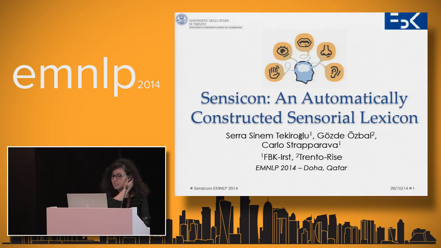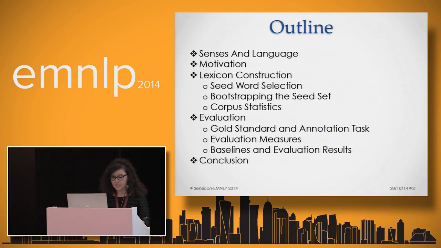I'm going to talk about Sensicon, an automatically constructed sensorial lexicon. Since exploiting sensorial elements in the language is a novel concept for the NLP area, I would like to talk first about senses in the language, the relation between senses and the language. And then I'm going to give some motivational use cases about this lexicon. And then I'm going to talk about lexicon construction, and then I'm going to explain our evaluation strategy.